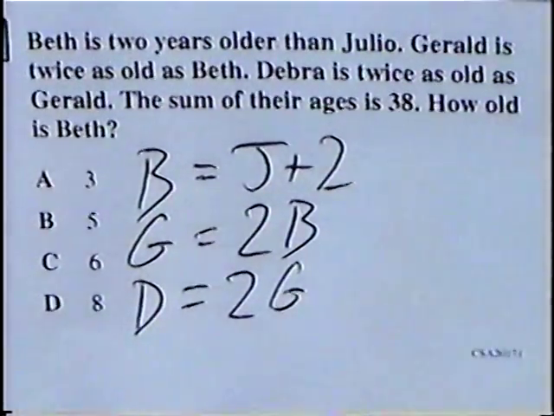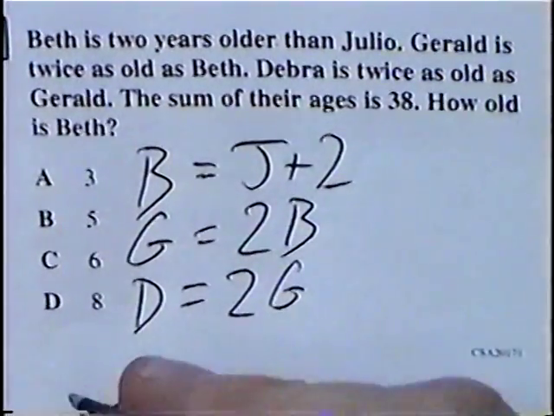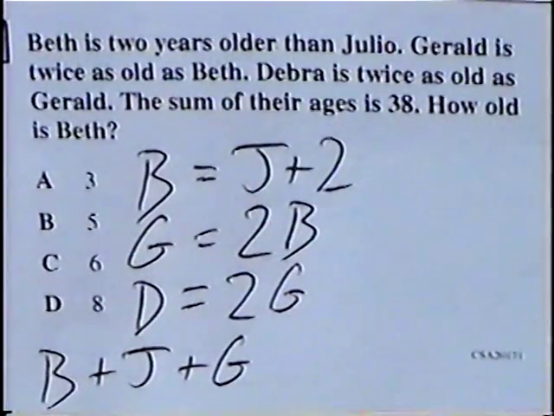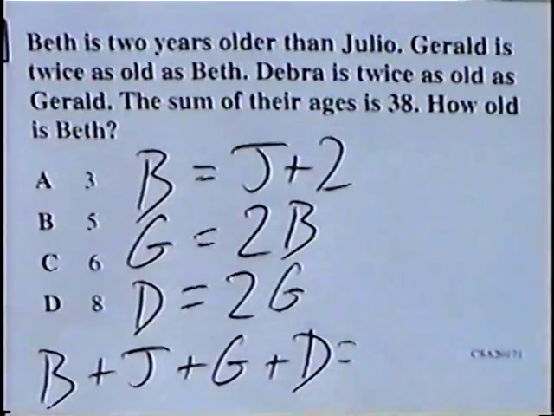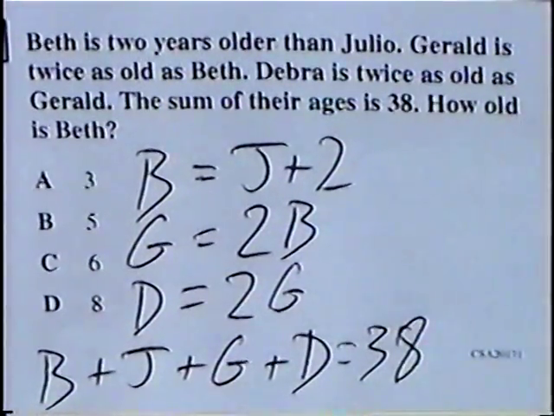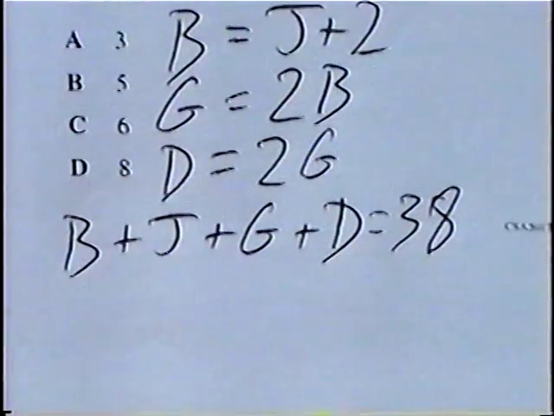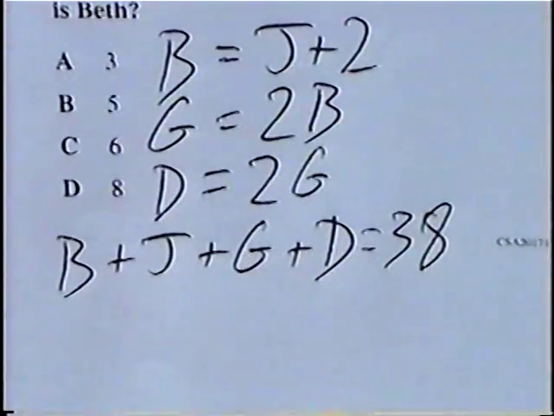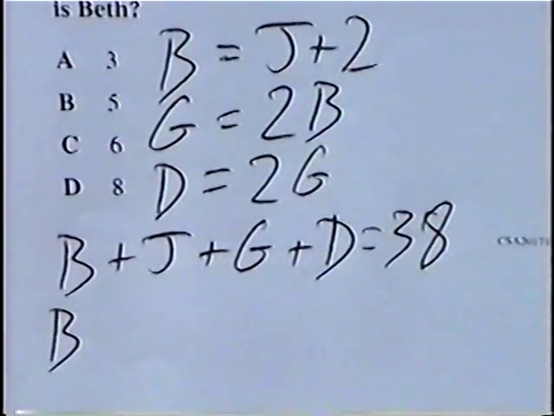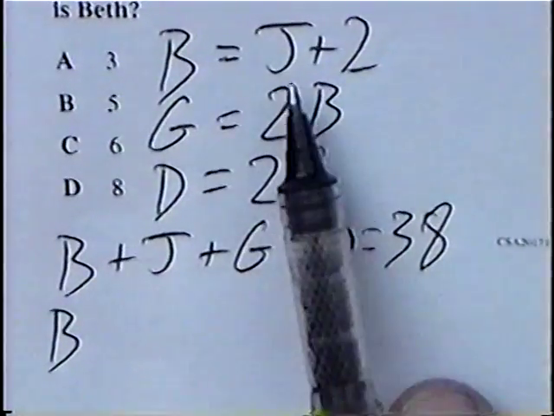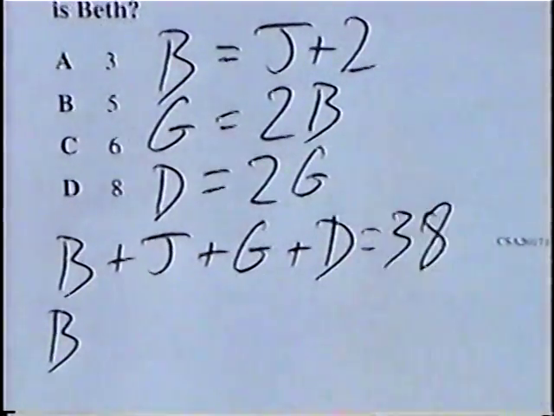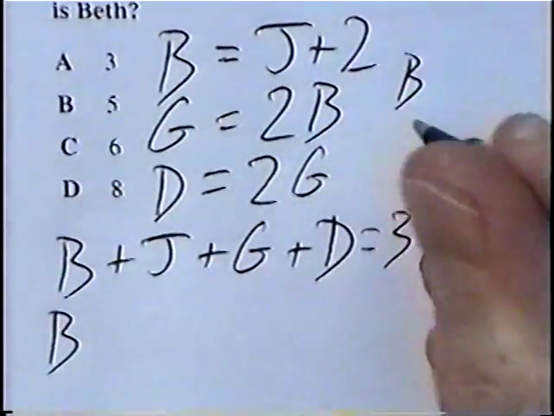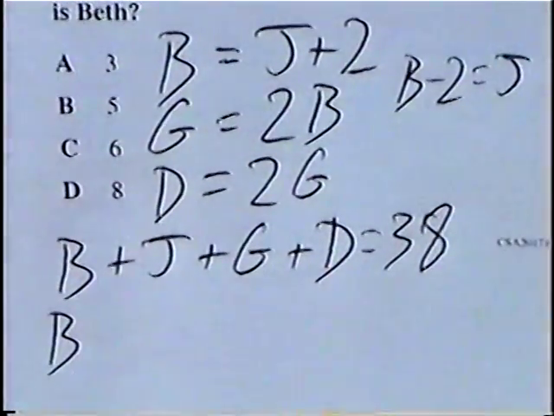And the last sentence, the sum of their ages is 38. So taking each person, which is Beth, plus Julio, plus Harold, plus Deborah, the 4 people, the sum would add up to 38. Solving from here, to solve for Beth, we want all b's to be added together. So the first b we can bring down. Instead of a j though, looking at the original equation, b equals j plus 2. If we subtract 2 on both sides, we can have a different equation of b minus 2 equals j.